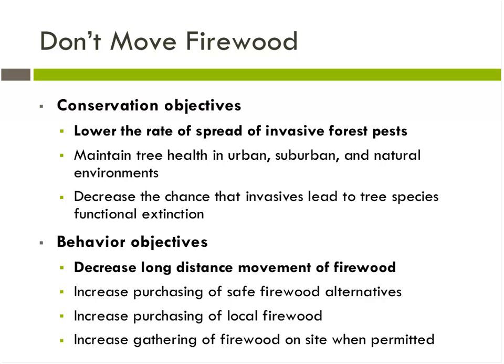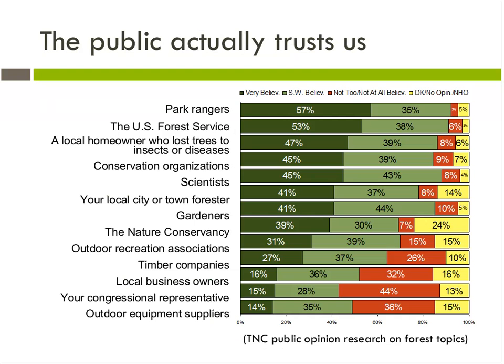In terms of the behavioral objectives, how do we reach those conservation objectives? It's through changing people's behavior. We have our dominant behavior, which is that we want to decrease the long-distance movement of firewood. And then we have our three replacement behaviors: increasing safe firewood, increasing local firewood, and increasing the gathering when that's permitted and appropriate, which obviously gathering firewood is not always permitted nor always appropriate, but sometimes it is. So that's what I do all the time, is these things.